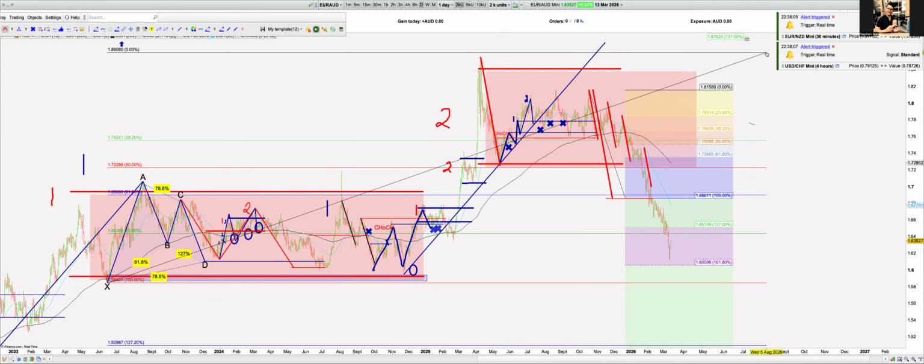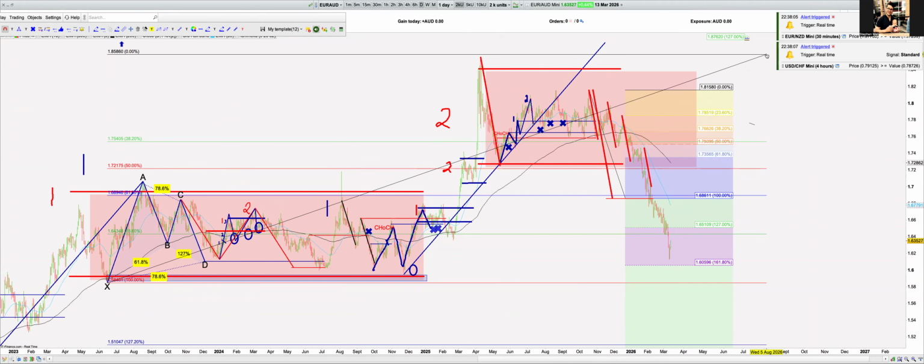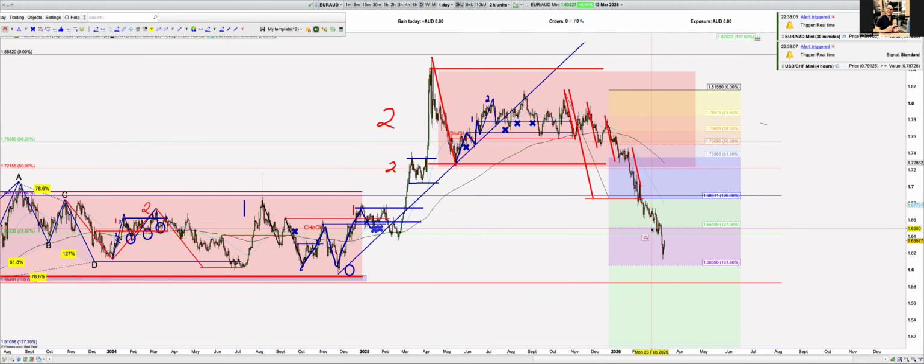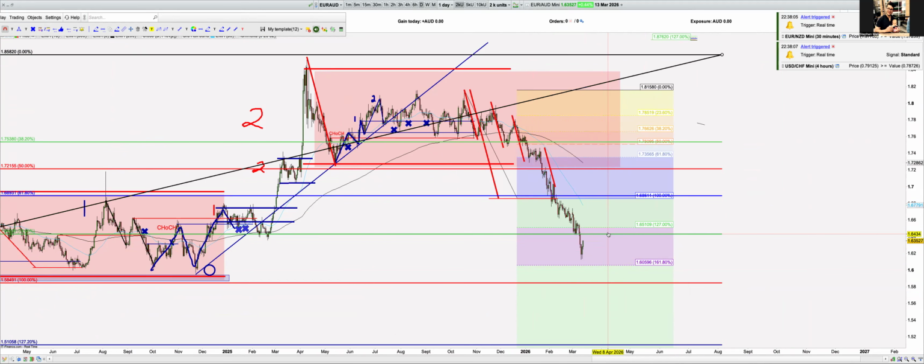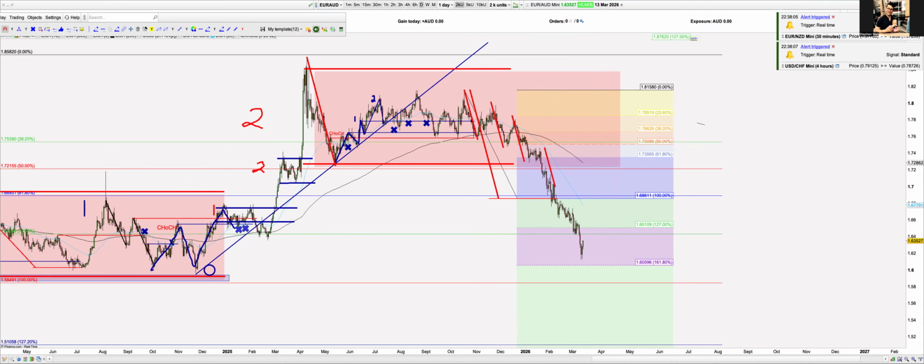So you can see we've gone through the 78.6 of that as well. This is the 78.6 retracement here, and we've just gone way below it, smashed through it. We're probably going to retest it and chop around between here and here. It's still too early, really, to be sensible. So pass.